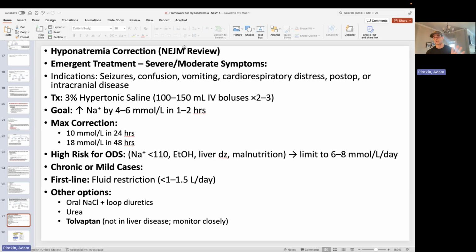But again, really bad hyponatremia with seizures, confusion, vomiting, things like that: give 100 to 150 milliliter boluses of hypertonic saline. We're going to recheck the serum sodium. We're going to want it to increase by 4 to 6, maybe 8, definitely no more than 10. And then we're going to aim for an increase of 18 over the first 48 hours. If it's mild, we're going to fluid restrict, and then maybe we've got a few other tricks up our sleeves, like sodium chloride tablets, loop diuretics, urea, and tolvaptan.